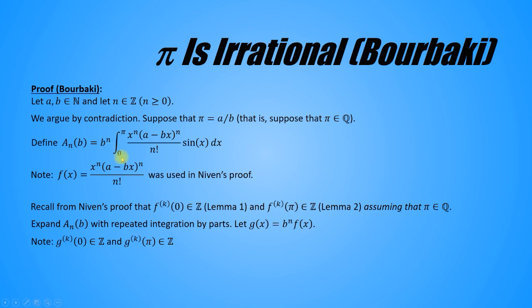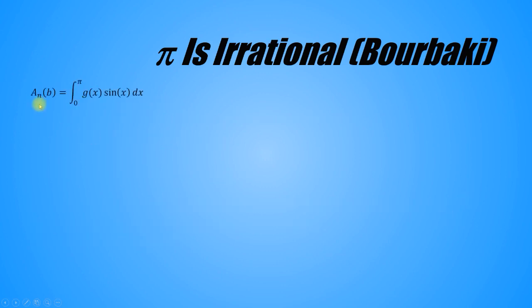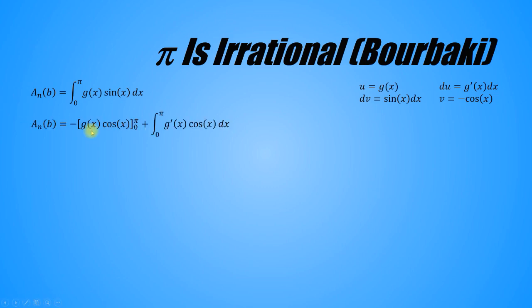So let's just take note of something here. Since g of x is this integer, b to the n, times f of x, and since all the derivatives of f at 0 and pi are integers, all the derivatives of g at 0 and pi are integers too. And again, I can't stress this enough, that's under the assumption that pi is rational. So here I've written the function a in terms of g of x. And off to the side I've written the parts that we'll use. And here I've applied the integration by parts formula. We'll do this a couple more times.